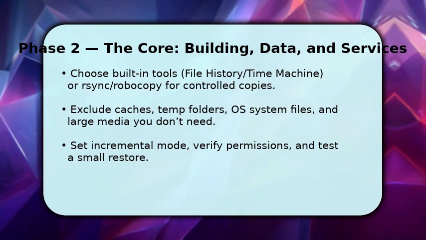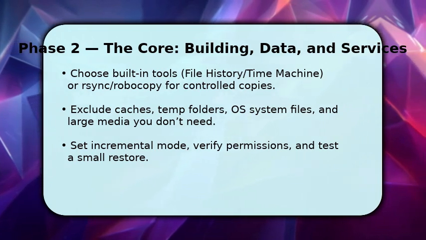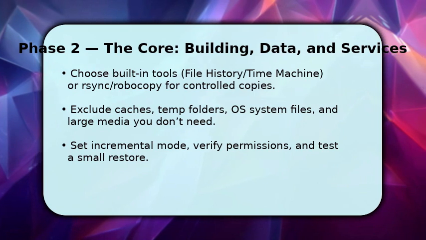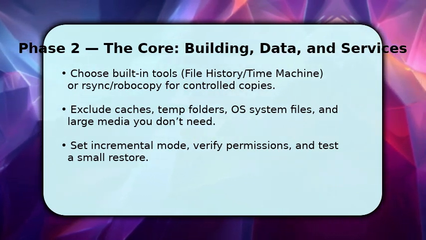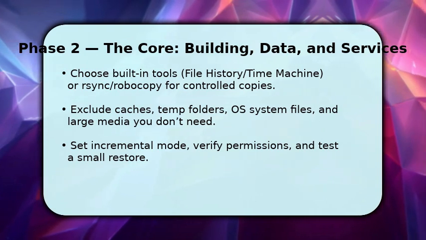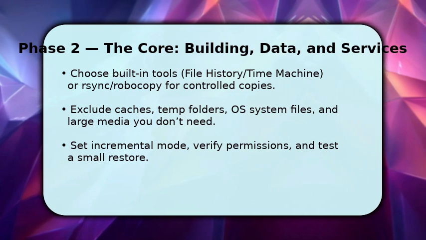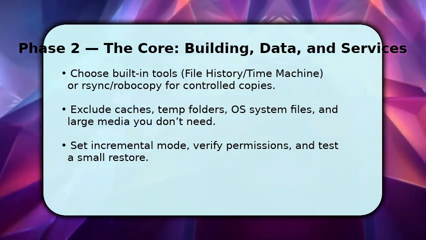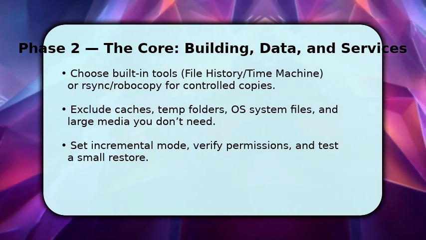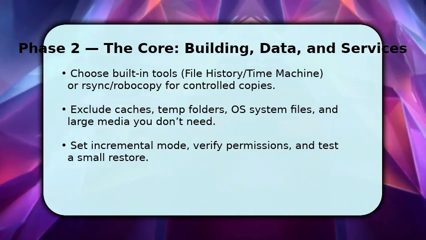Configure exclusions, skip caches, temp files, and unnecessary large media to save space and speed up runs. Select incremental or differential mode so only changed files copy after the first run. Make sure file permissions and hidden files are included if you need them, and then run a quick test restore of a single file to confirm the process.